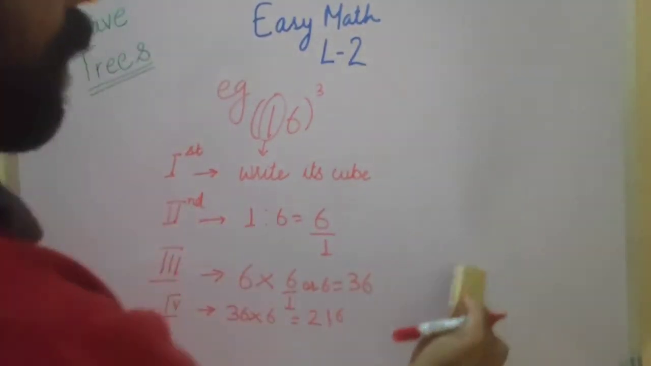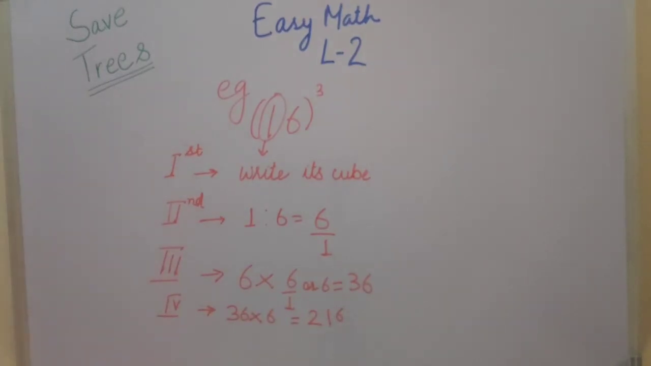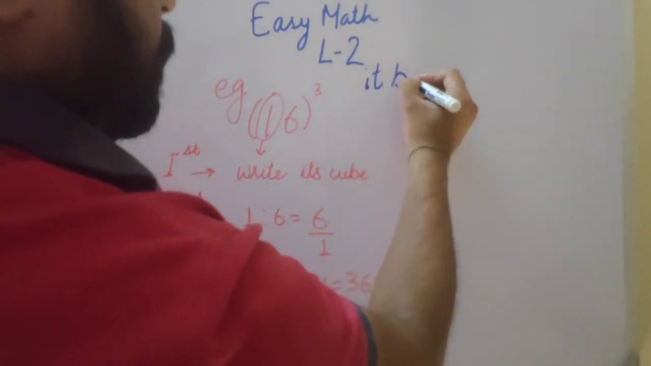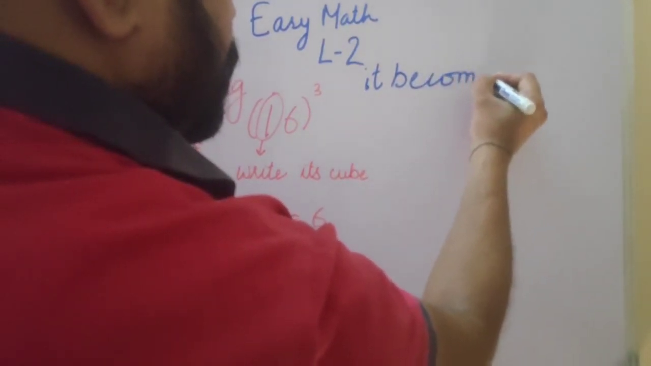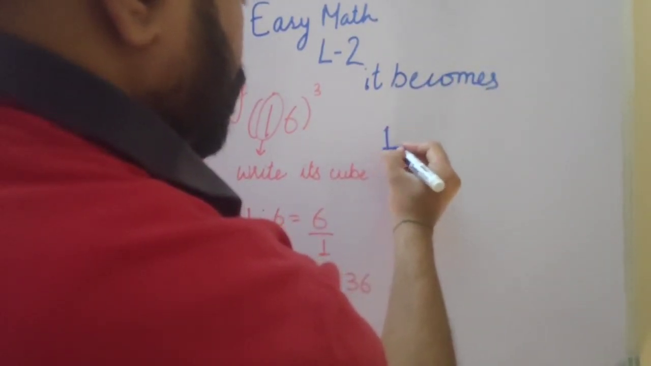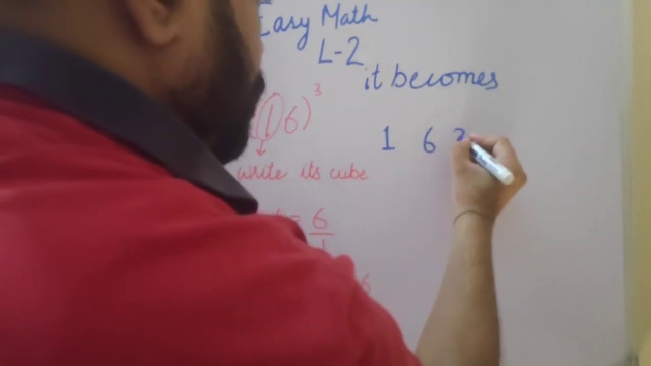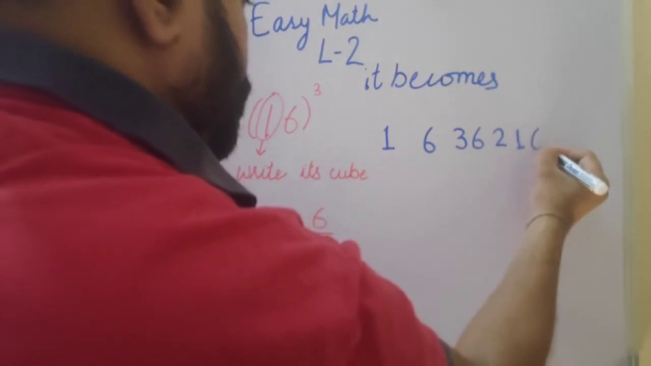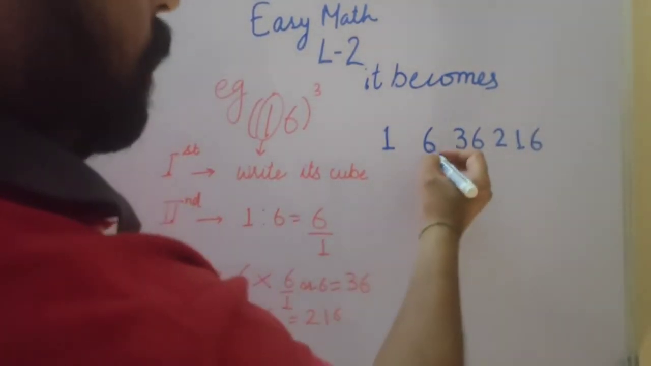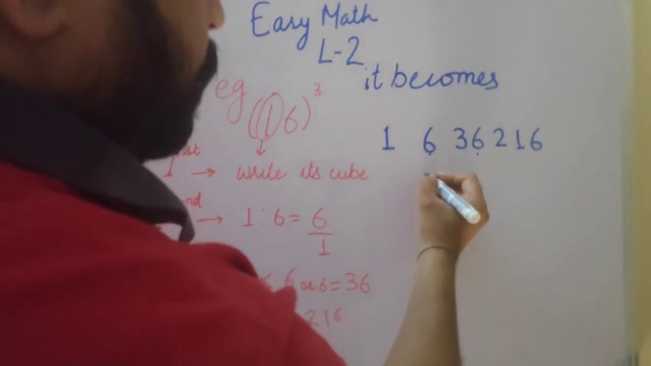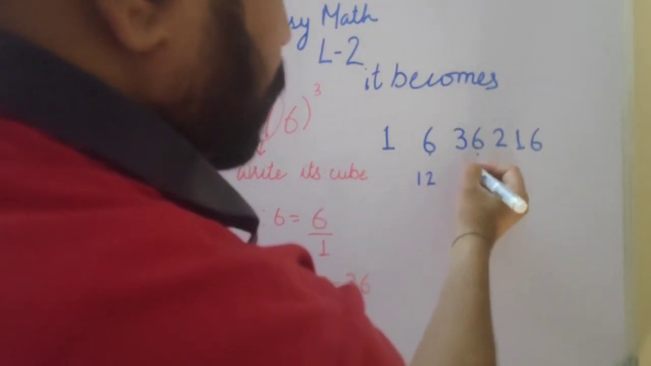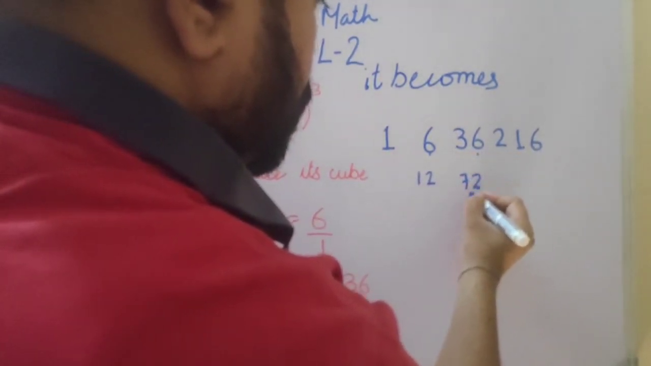Now I am going to write it in a much clearer way. We see the first number was 1, then 6, 36 and 216. Now what we do is we double the middle digits. So 6 becomes 12. We write 12 under 6, and under 36 we write 72.